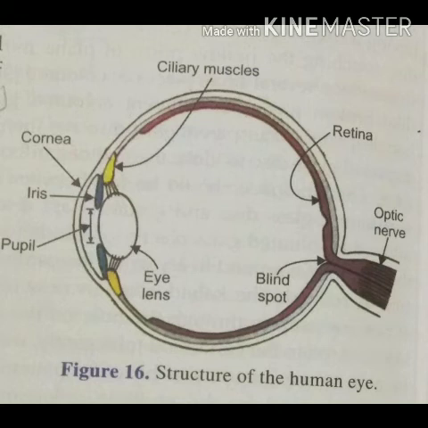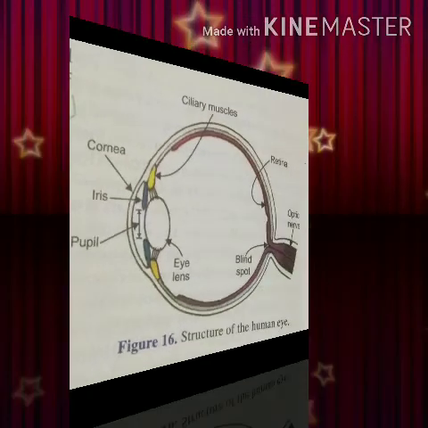It means the image is going to form, but our brain is not able to read that message, that any image has formed at the blind spot. So as it doesn't contain any light sensitive cells, no vision is possible at that spot. Okay, that's why it is known as the blind spot.